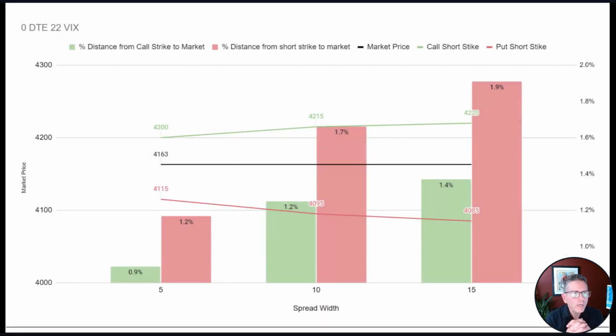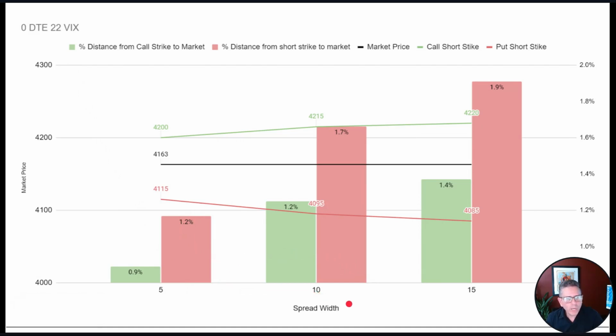So first of all, this is a 22 VIX. When I put this on, and you can see here on the 5 wide, it gives you 1.2%. And that's if you're looking at it like today, because the market's at close to 13 on the VIX. It's much closer right now than it would be for 22 VIX. It's a lot higher. So this is 1.2%.